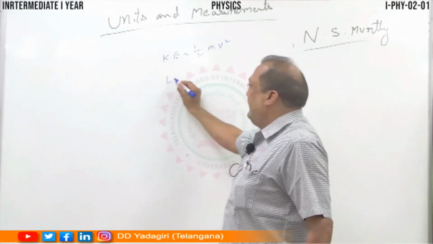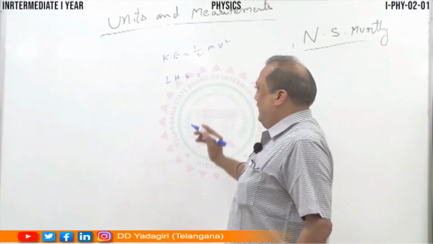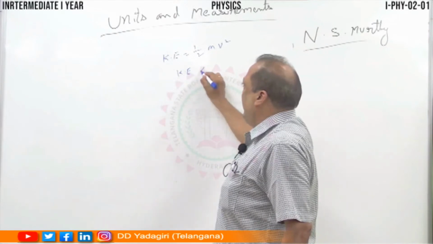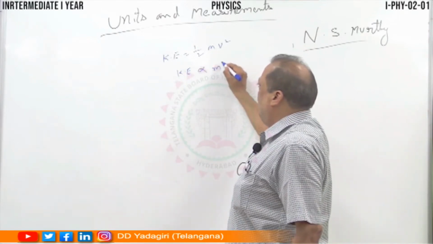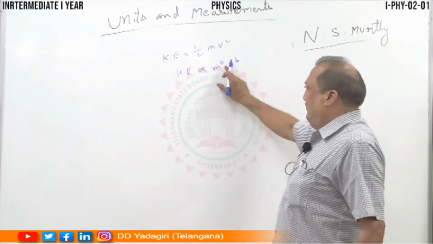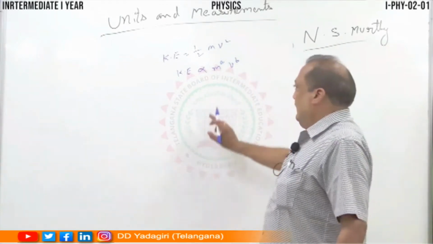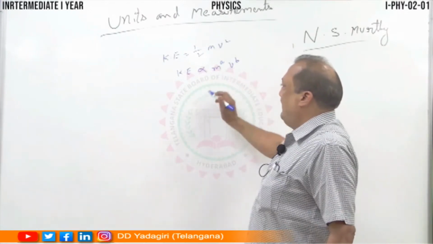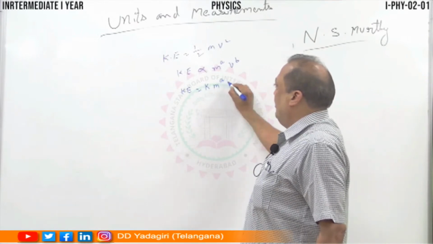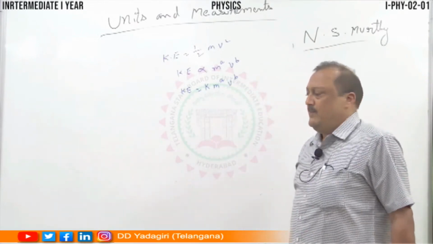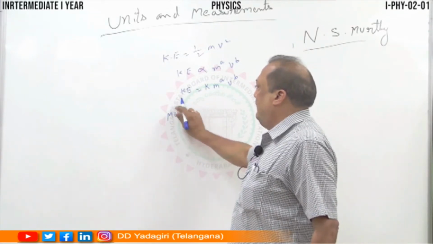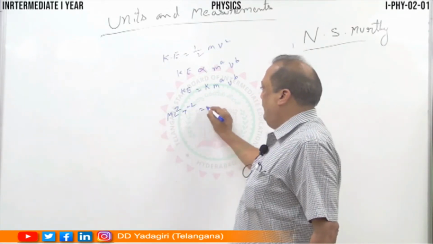First, the left hand side dimension formula. So we start. Kinetic energy is directly proportional to mass to the power of A, velocity to the power of B. We don't know, we have to find the A, B values. Then kinetic energy equal to K into m to the power of A, v to the power of B. Then the dimension formula of kinetic energy is ML^2T^-2.